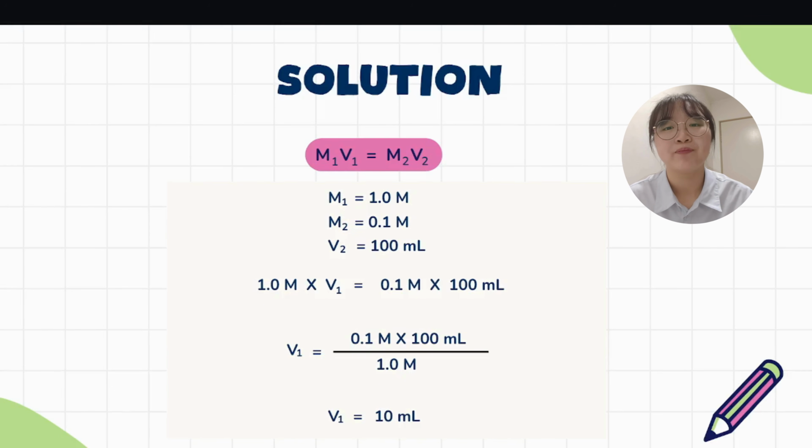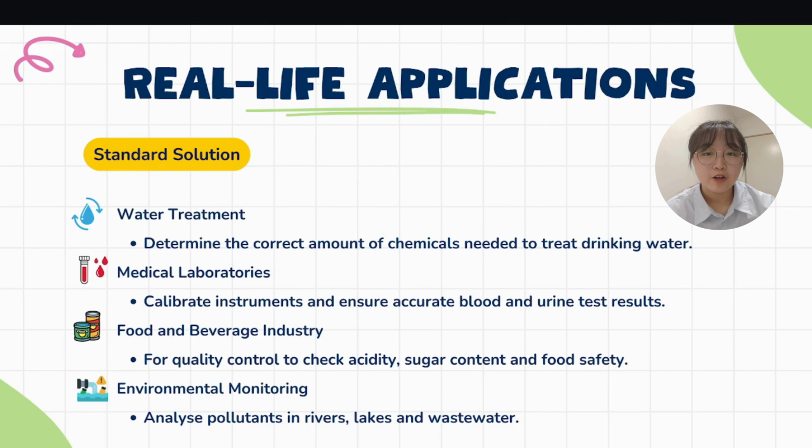As usual, we need to go through a bit of the mathematical process by substituting the numbers into the formula, and lastly you get V1 equals 10 ml. So, congratulations because you have learned all the basic concepts and calculations in this topic. But before we end this session, I would like to share with you why standard solution and dilution matter in our everyday life. Standard solutions are actually everywhere.